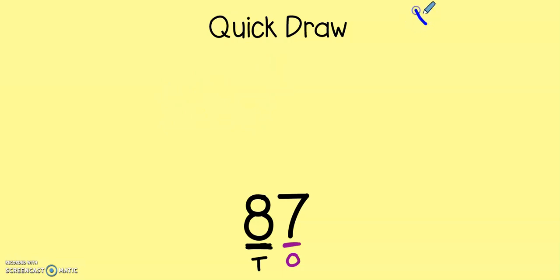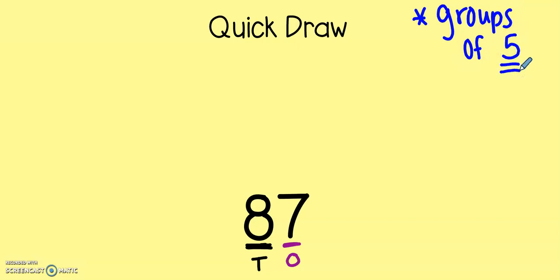So when I have large numbers, I want to find groups of 5. 5 is my magic number today. So watch what I'm going to do with 87. Let's count. 10, 20, 30, 40, 50. That's 5 tens. 60, 70, 80. So I put 5 on the top, then I dropped down to do the rest.